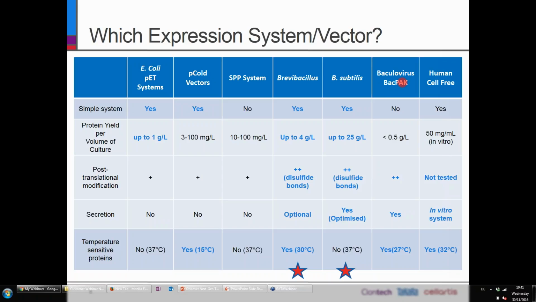highly functional protein quickly. The human cell-free system, on the other hand, even though it's the most complex in terms of proteins that you can get out of it, is actually very easy to work with. It's a completely in vitro system, so you don't need to work with any cells.